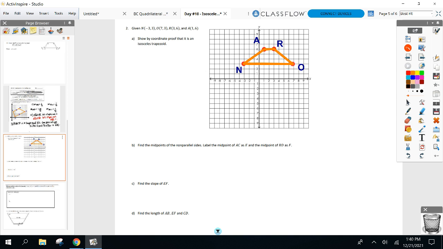A little refresh. AR and NO. Slopes of two horizontal lines. 0. Yep, 0. No rise over run there. All right, so go ahead. You and your group, let's prove it a trapezoid first. Make sure you guys have the same slopes.